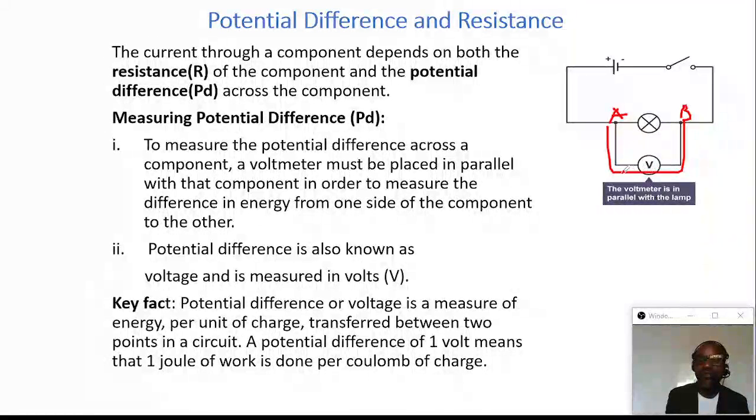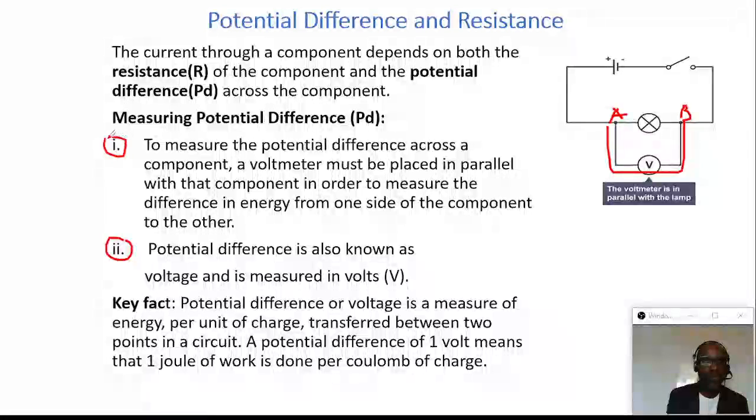So potential difference across two terminals is also referred to as voltage, and is measured in volts. Very, very important. That is the point 2. This point has been explained now. Okay, we have also explained this.